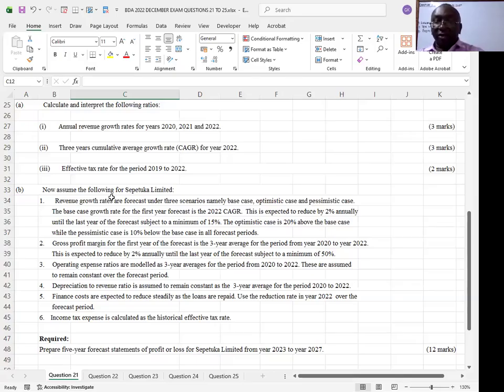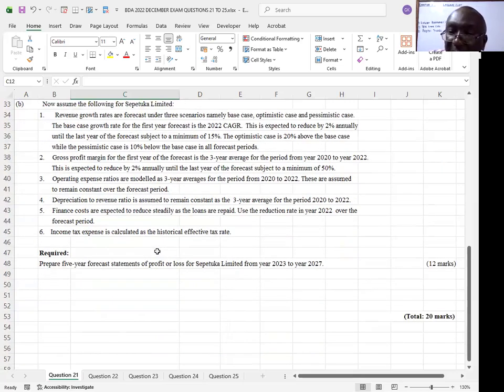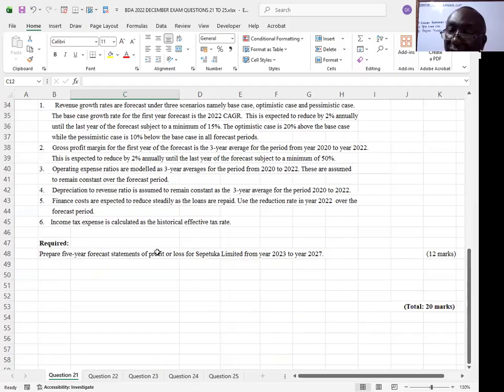Depreciation to revenue ratio is assumed to remain constant as a 3-year average for the period 2020 to 2022. Finance costs are expected to reduce steadily as the loans are repaid. Use the reduction rate in year 2022 over the forecast period. Income tax expense is calculated as the historical effective tax rate. Now prepare 5-year forecast statements of profit or loss for Sepetuka Limited from year 2023 to 2027. So that is what you are told to do.